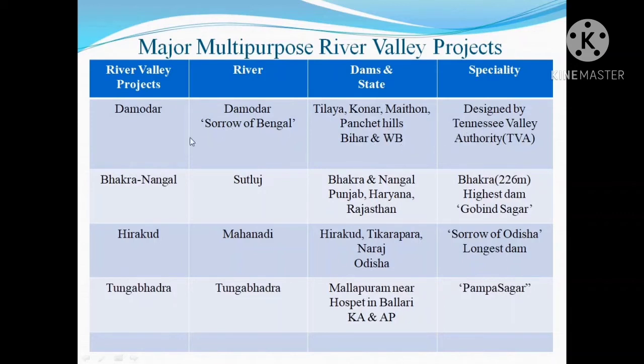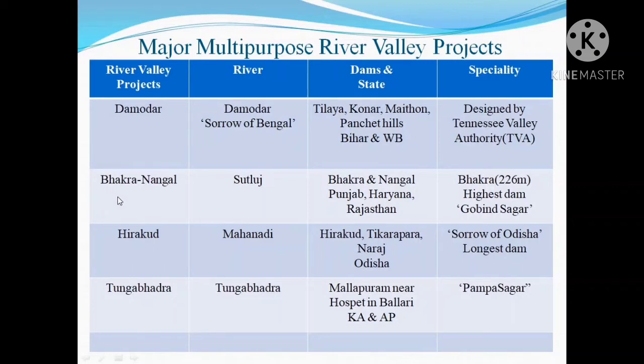And here, this dam was designed by the Tennessee Valley Authority, TVA. Yeah, this is the Tennessee Valley Authority of USA. Okay. So here, mainly to control flood, to provide irrigation, navigation, generation of hydroelectricity, afforestation, control of soil erosion, promotion of mining, industries and inland fishing. These are the main uses of this multi-purpose river valley project.